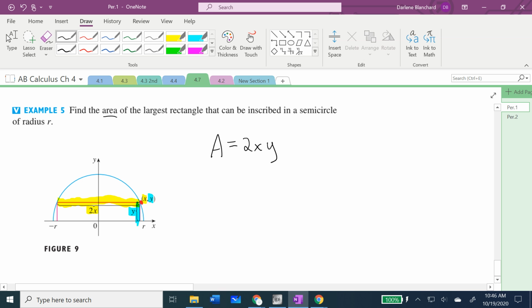With optimization, your goal is to get an equation for what you're optimizing in terms of only one variable. And so we need some relationship between x and y. Keep in mind that we are expected to use the radius r as an unknown constant, so we're just going to have to deal with it. Does anyone see a formula of how x and y relate to each other?